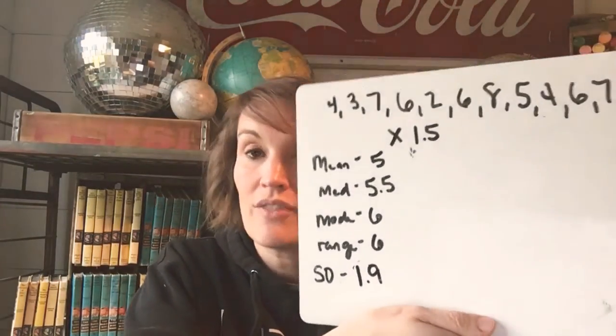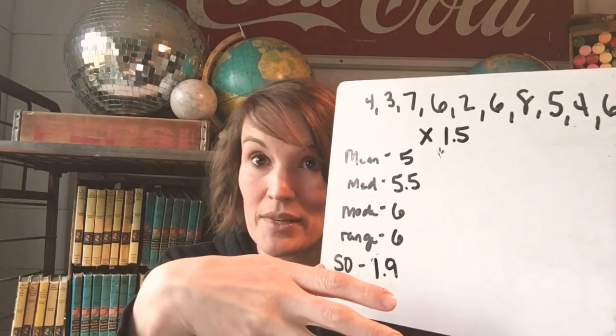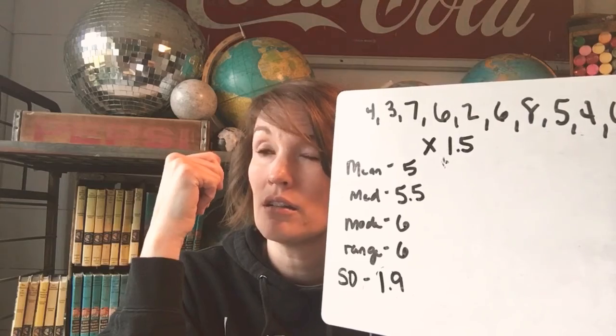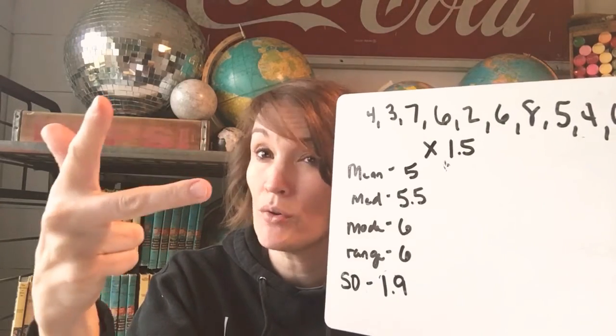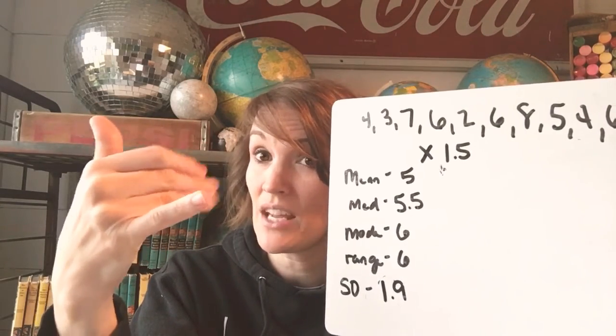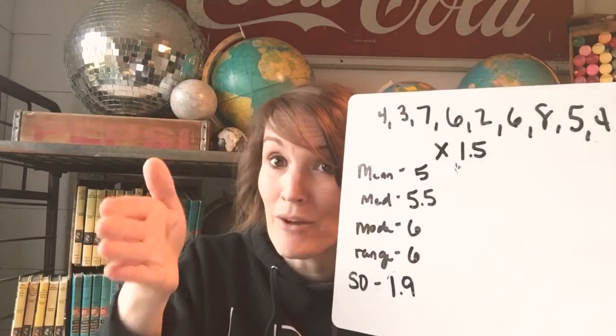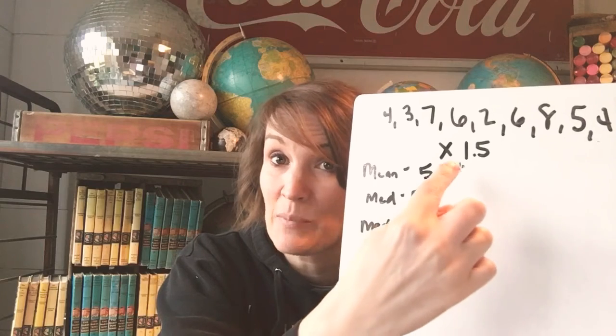But I'll go ahead and tell you that the mean is 5, the median is 5.5, the mode is 6, and the range is 6, and the standard deviation is 1.9. Okay? So that's, when I find out all the data, that's what it is. Now remember, in addition and subtraction, the mean, median, and mode changed, but the standard deviation and range stayed the same. In multiplication, everybody changes, and they change by this.